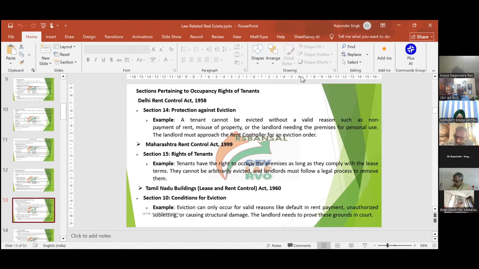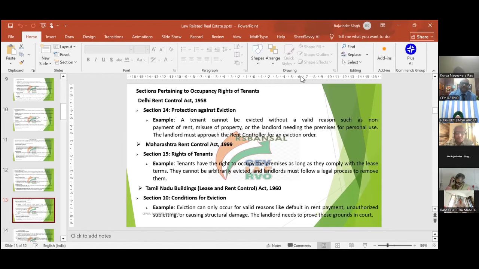As you know, each state has its own rent control act. We will be taking the examples of certain states. For example, in Delhi Rent Control Act, Section 14, it deals with the protection against eviction. So a tenant cannot be evicted without valid reasons such as non-payment of rent, misuse of property, or the landlord needing the premises for personal use.